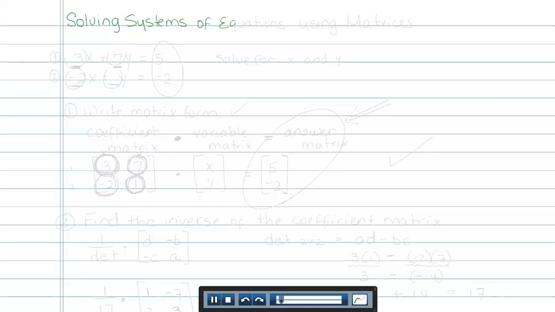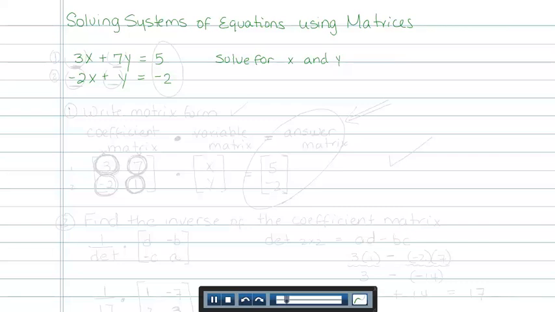Solving systems of equations using matrices. The two equations that we're going to start out with are 3x plus 7y equals 5 and negative 2x plus y equals negative 2. Now the goal is to solve for x and y.